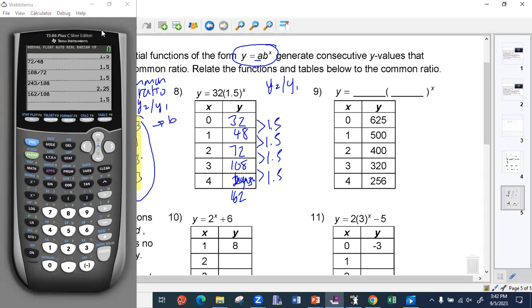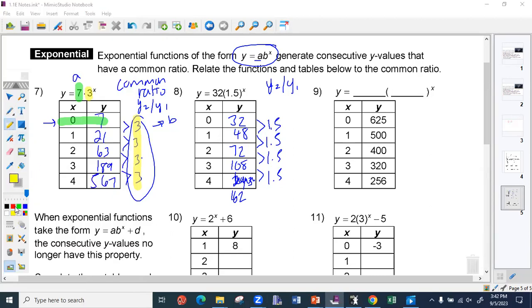So when you look here, we can double check ourselves that we did it right by checking that the values are where they are. My A value should be my initial, my 0, 32. Is that matching up? Yes. My ratio should be my B value. Is it true? Yes. So this is a rule that always happens as long as it's in the format y equals a times b to the x.